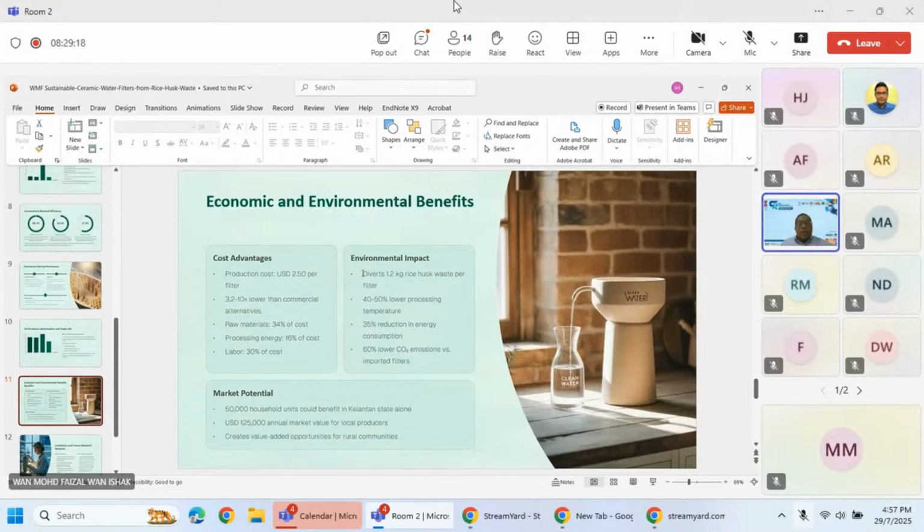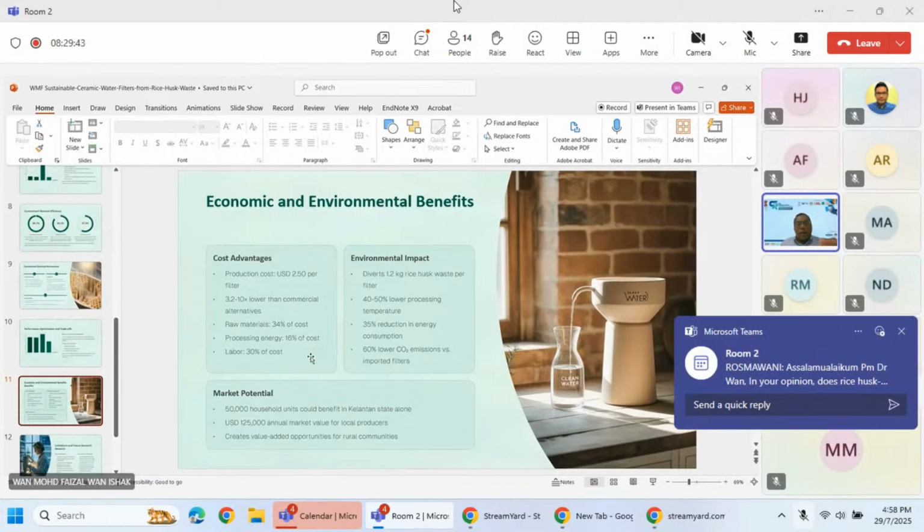Second one, environmental impact: diverts 1.2 kilograms of rice husk waste per filter, 40 to 50% lower processing temperature, 35% reduction in energy consumption, and 60% lower CO2 emission compared with imported filters. So all this we do the comparison between our product and the products in the market.